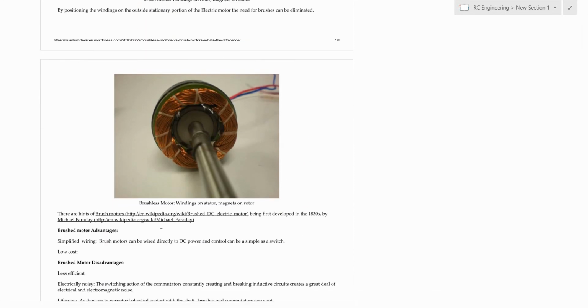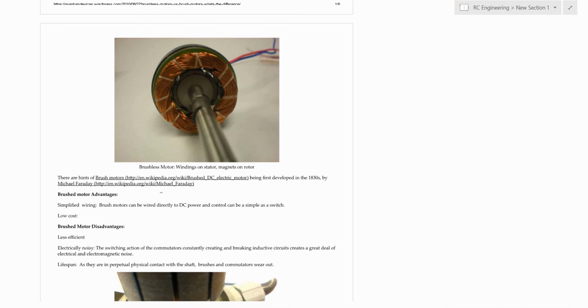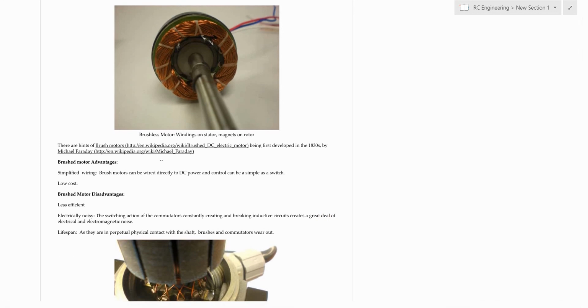And basically, in a nutshell, the brushless has poles that an ESC, or electronic speed controller, switches on and off to spin a rotor around in a circle, while a brushed has brushes that ride on a commutator that switch the polarity that attracts one side to a magnet, and then switches the polarity and then repulses it from the same magnet. So here we see brushed motor advantages.